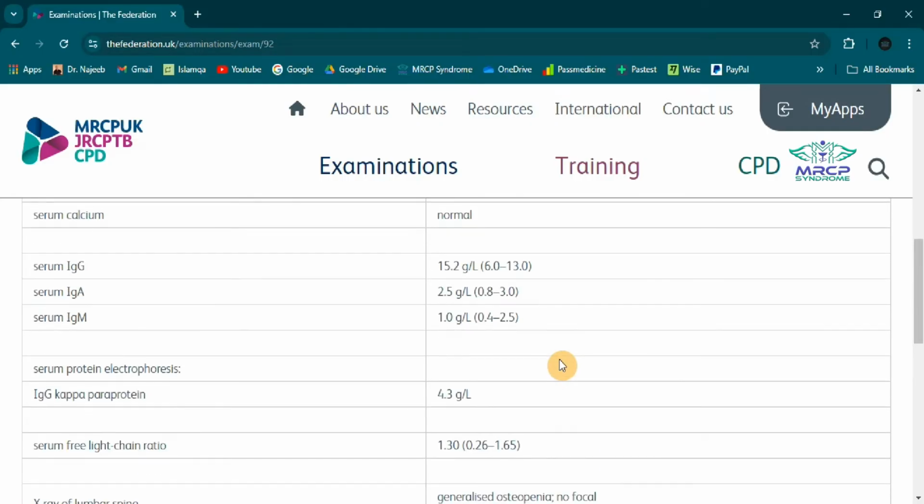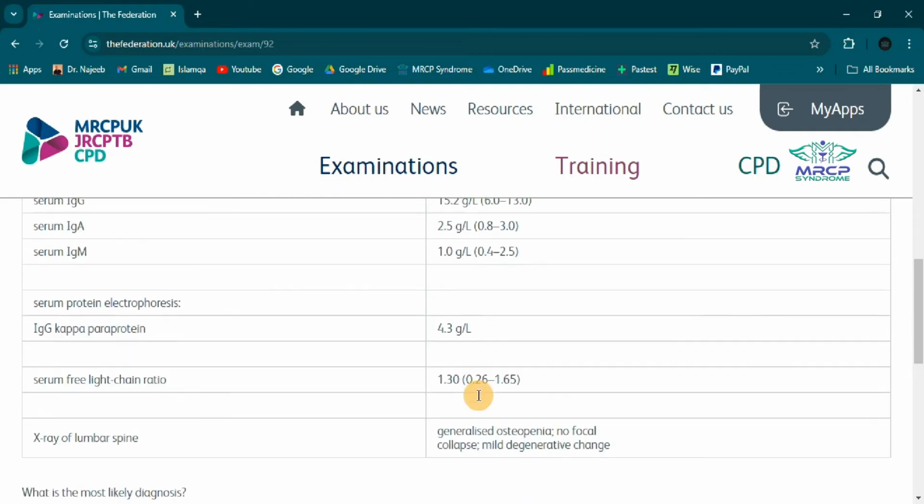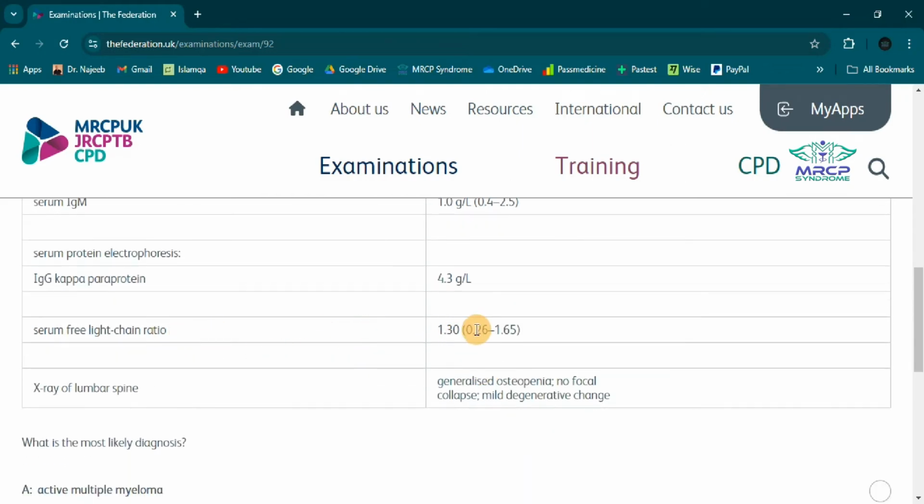So if we go for the key findings, the patient is having elevated serum IgG level, and on the serum protein electrophoresis, the IgG kappa paraprotein level is mildly increased. The normal level should be less than 3 gram. The typical range for normal paraprotein or monoclonal protein is considered to be less than 3. In this case, it is mildly elevated. Serum free light chain ratio is within the normal range.